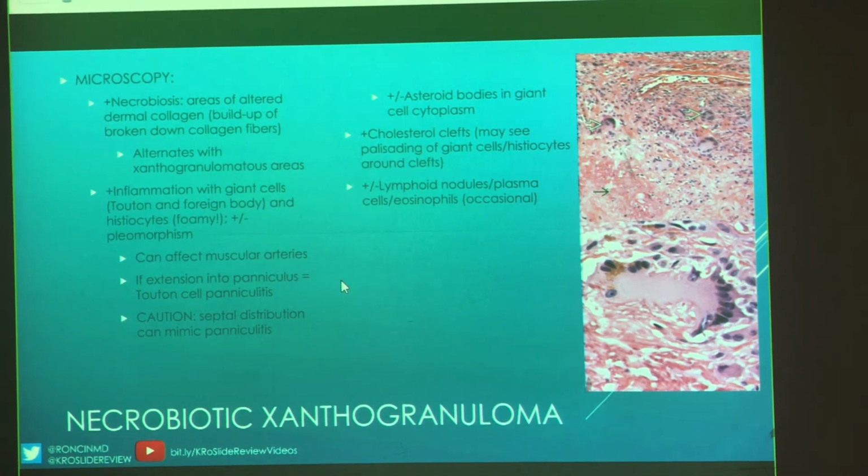Because we have that haphazard collagen deposition and the nodular appearance, it looks septated, so it can mimic panniculitis. You want to think about that. You may or may not have asteroid bodies in the giant cells, and you should see cholesterol clefts, which can have palisading of the giant cells around them. You may also see lymphoid nodules, plasma cells, or eosinophils.